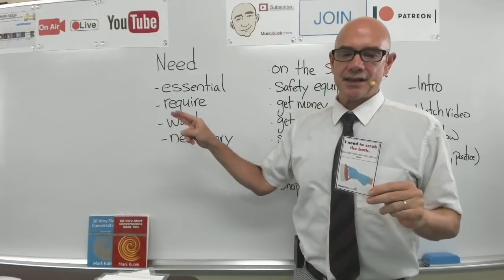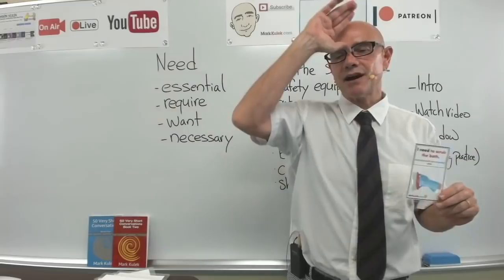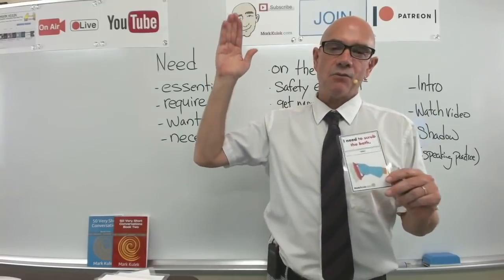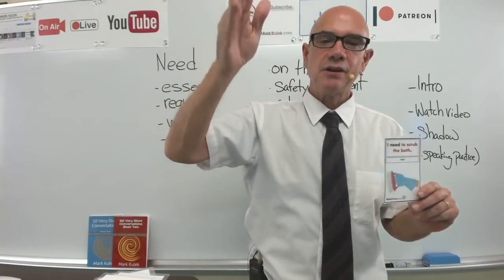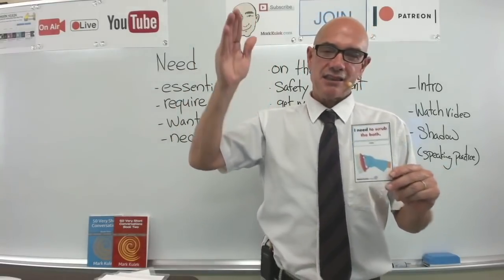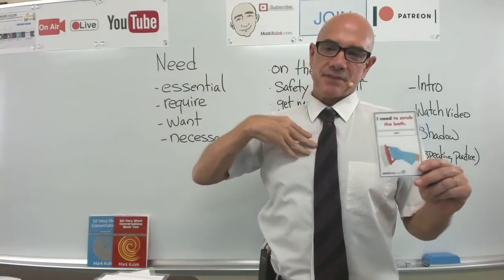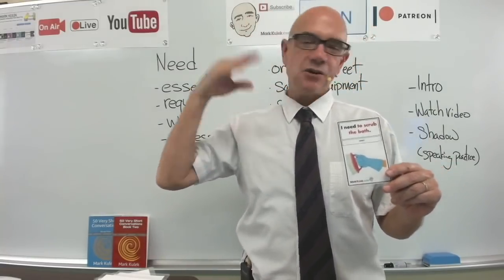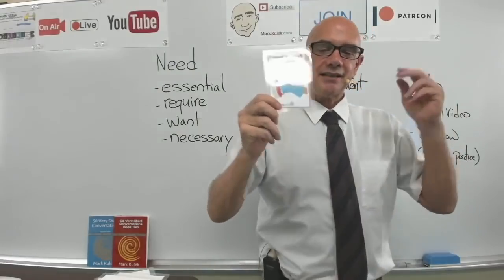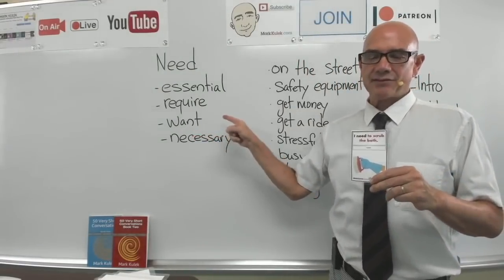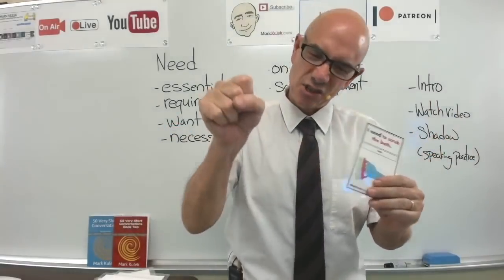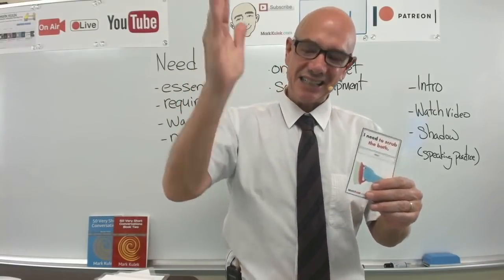And it's necessary, right, for us to have a clean bath so we can stay clean and the water is clean, right? When we take a bath, we want clean water. If the bathtub is dirty, then the water will be dirty. Then that dirty water will be on our body. We don't want dirty water on our body. No, we don't. We want our bath to be clean. Yes. So I need to scrub the bath. Scrub it so the bath is clean.